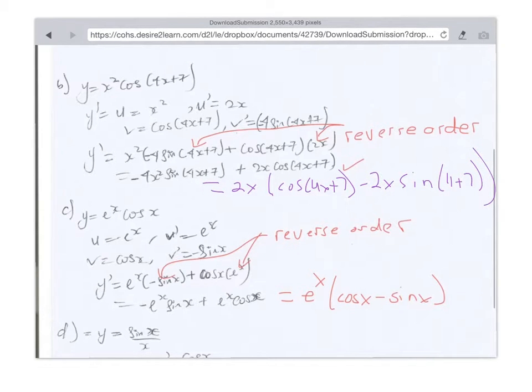For C, you've got your derivatives correct. Again, I'd like for you to reverse the order so that you don't get confused. And again, one more step that you could do here to simplify would be to factor out the common factor of e to the x times cos x minus sine x.